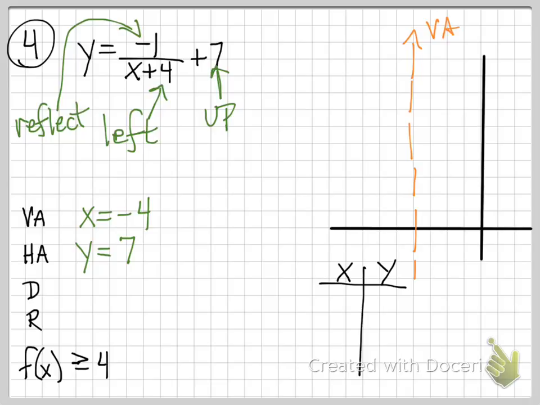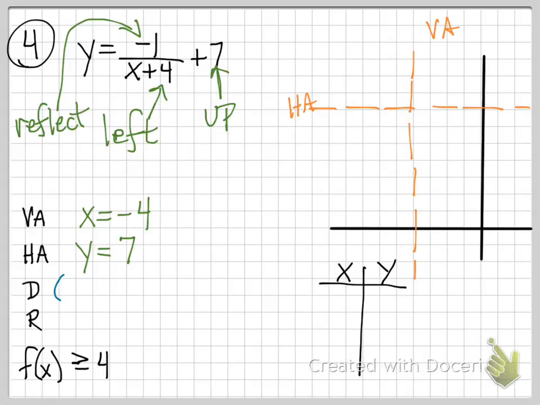And at positive 7, we have a horizontal asymptote. Okay, so now for the fun stuff. Let's do domain and range.